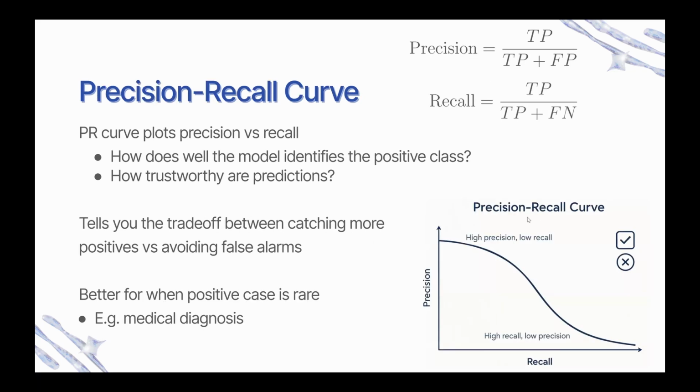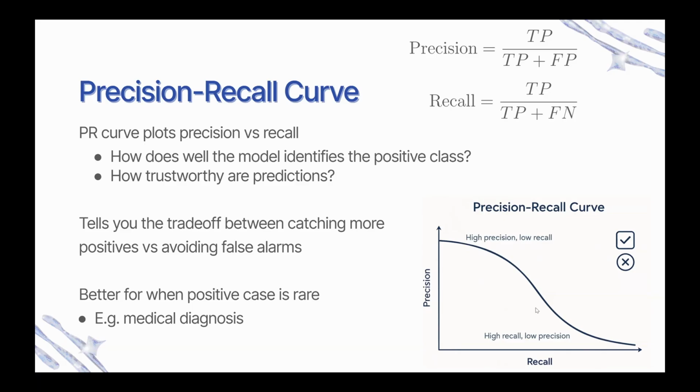Now there's another one, right? It's called the precision recall curve. So this one plots precision versus recall. Okay. It tells you how well the model identifies the positive class, because recall that both precision and recall deal with true positives, right? You care about how well the model predicts a positive class, right? So this curve plots precision against recall, right? So if you have a point up here, it means you have high precision, right, and low recall, okay? And down here you have high recall, low precision.